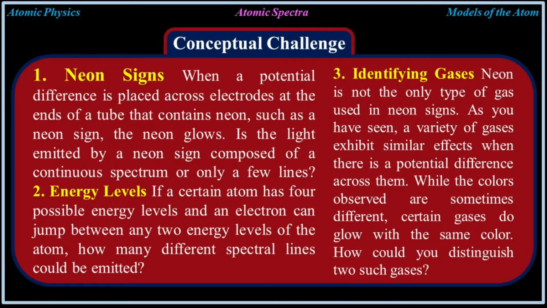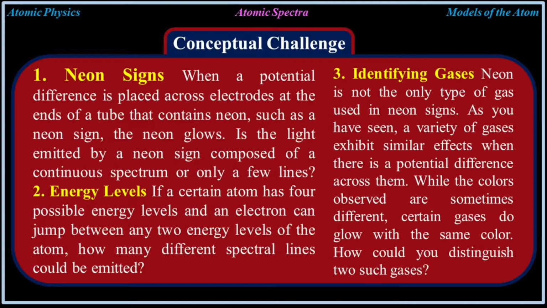Conceptual challenge, we have 3 again today. Neon signs. When a potential difference is placed across electrodes at the ends of a tube that contains neon, such as a neon sign, the neon sign glows. Is the light emitted by the neon sign composed of a continuous spectrum or only a few lines?